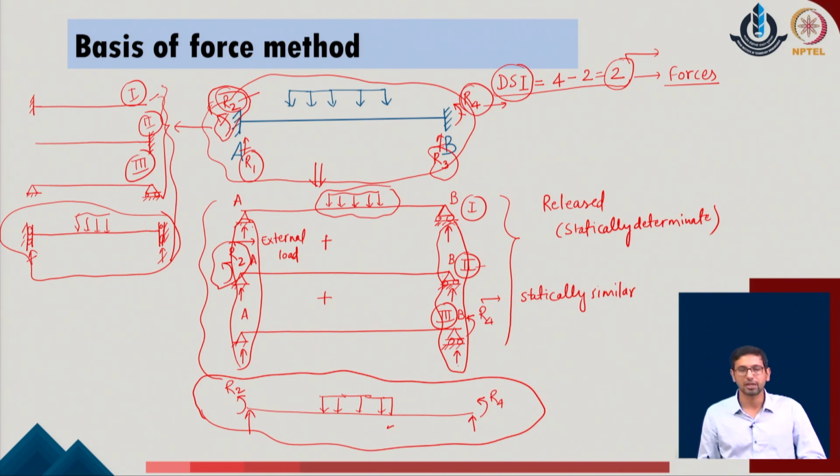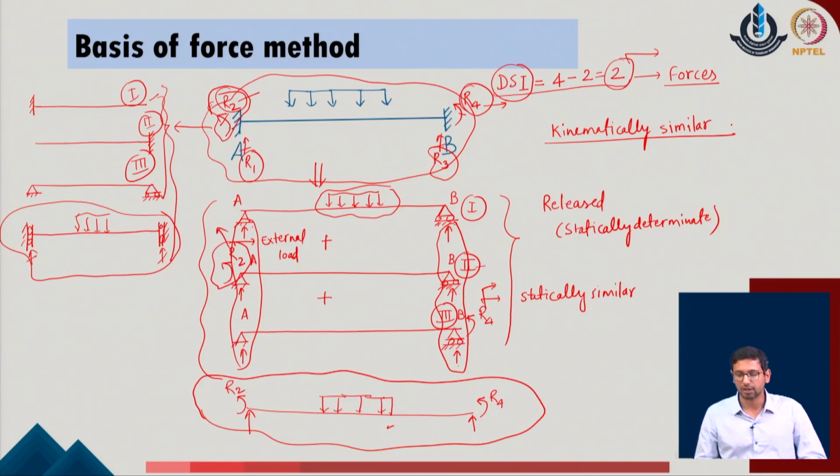What we have not yet defined, and not ensured, is the kinematic compatibility of these systems. Once we define the kinematically similar systems for all these three cases, we will be able to fix the criteria to evaluate R2 and R4, which are the two unknown values of the reactions of the given system.